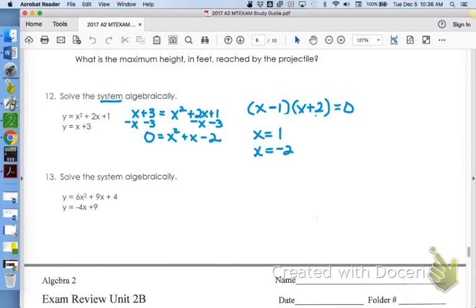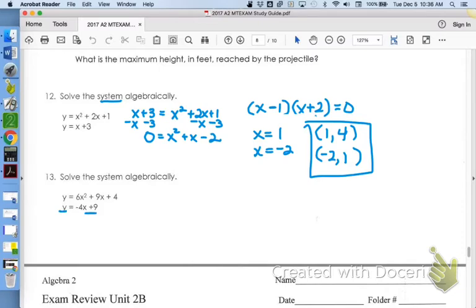Remember, you're looking for a point of intersection, so you've only found the first part of your answer. You're going to go back with that 1, and you're going to plug it into this equation and find the value of y. What's the value of y when x is 1? And the answer is 4. What's the value of y when x is negative 2? Well, negative 2 plus 3 is 1. So that's your answer.